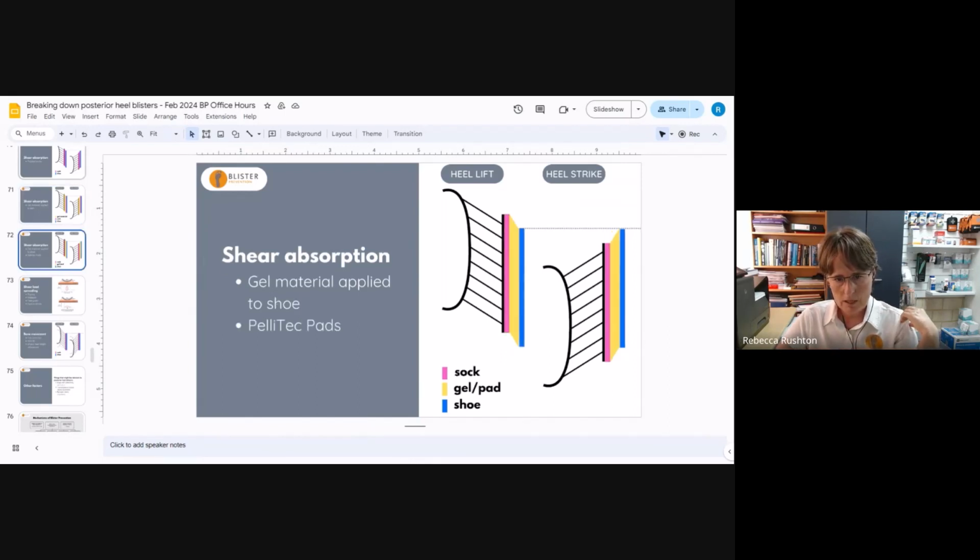This is gel applied to the shoe or a Pelitech pad. Again, these materials undergo shear themselves. So the pad is stuck to the lining of the shoe. The material is stuck to the sock as well. So there's no relative movement anywhere, except there's give within the Pelitech pad or the gel material.